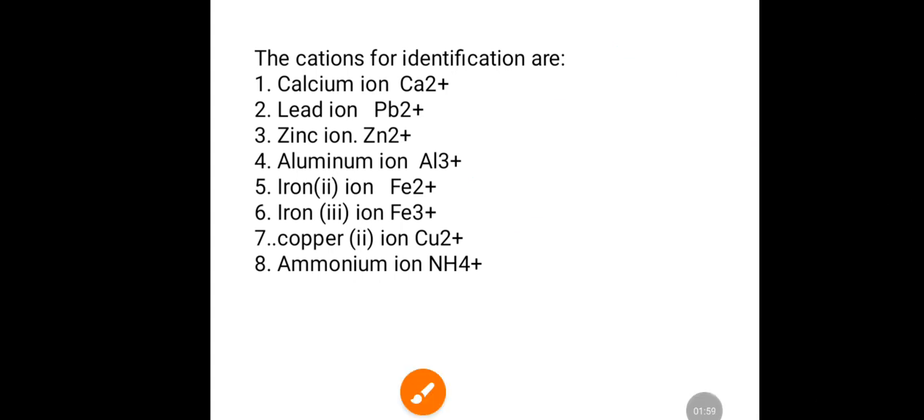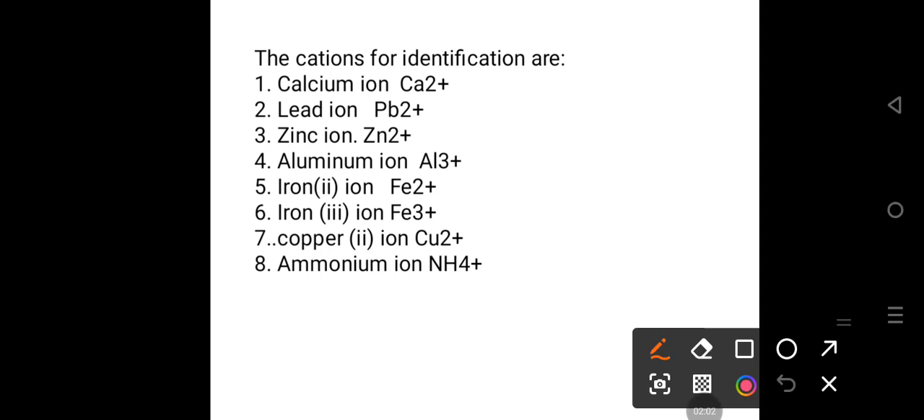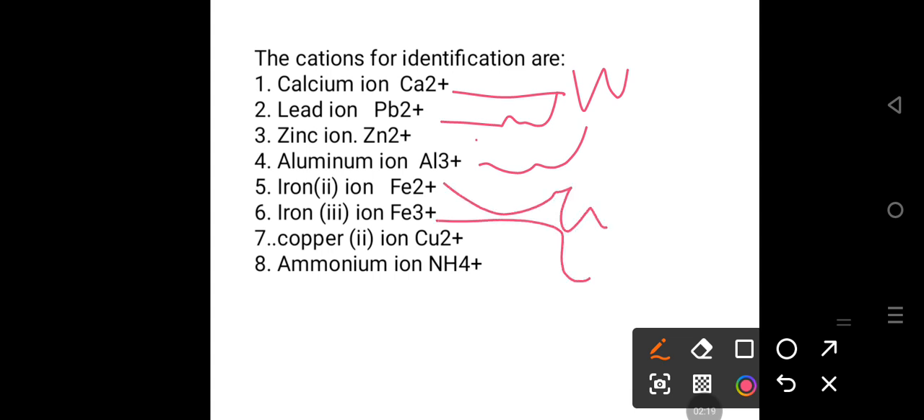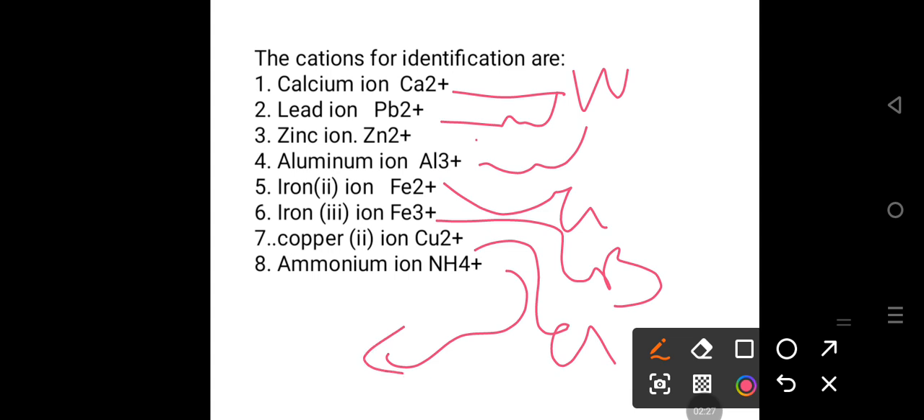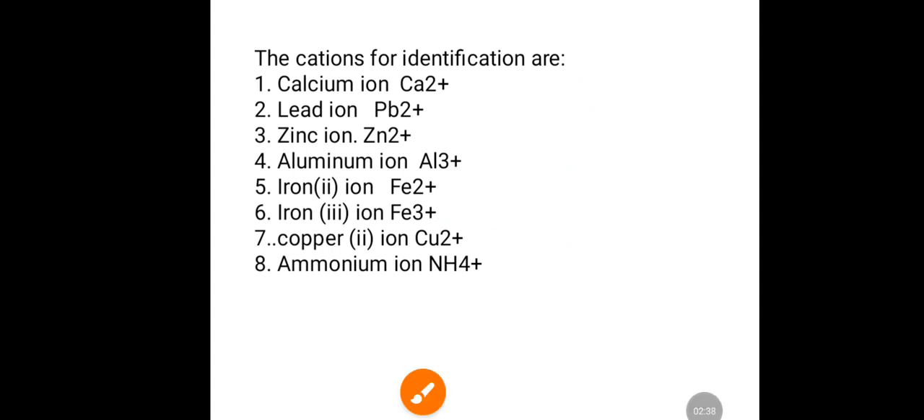Once again, the color of these cations. Calcium ion is white. Lead ion, white. Zinc ion, white. Aluminum ion, white. The 4 of them, white. Then iron 2 is green. Iron 3 is brown. Copper 2, blue. Whereas ammonium ion, you are going to identify it in the form of a gas, colorless choking gas. So let us now see how these cations will be identified.